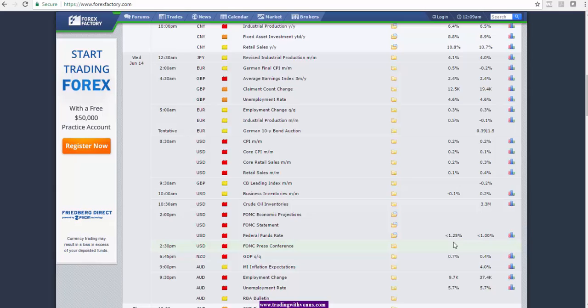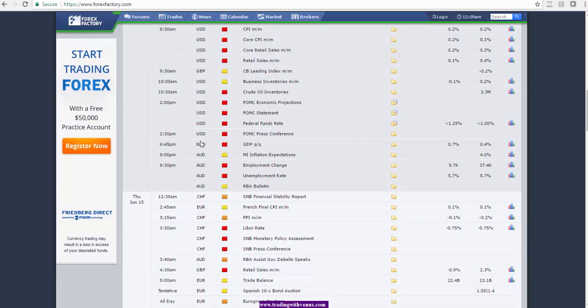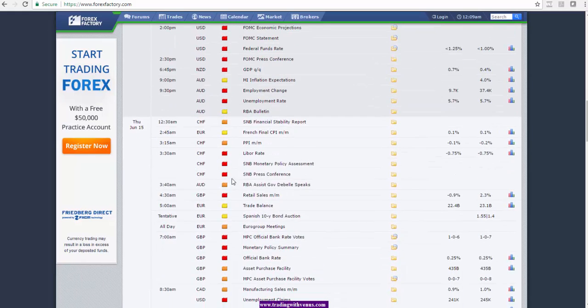We could get a similar type of scenario again, where even though Fed may raise interest rates, their commentary may not be as positive. As a result of that, we may actually not see a big increase in the US dollar. Following that, we have GDP numbers for New Zealand as well as employment data for Australia. Both of these will be important.